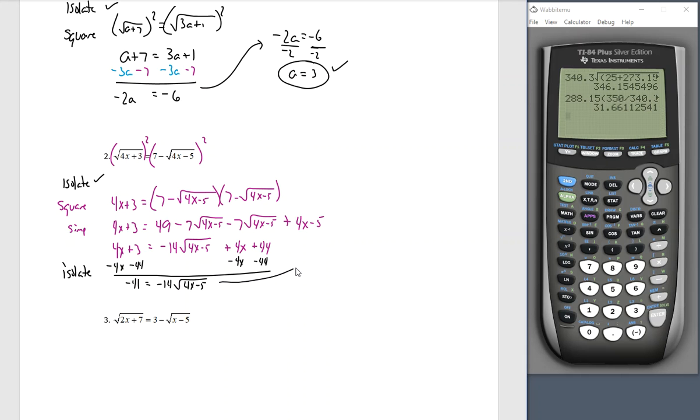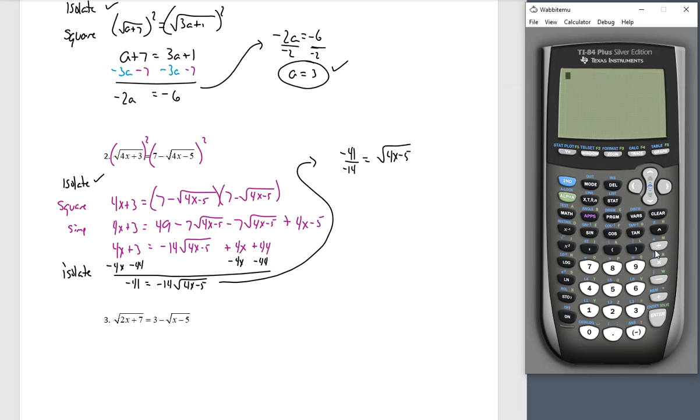I'm going to take this up to the other column over here. To truly isolate, I should take that negative 41, divide it by a negative 14 to get equal to the square root of 4x minus 5. And even though my calculator just turned off, I want to check it just to see. 41 divided by 14, fingers crossed. No, it's nothing good. So I'm going to leave it. The only thing I'm going to change is, since it's a negative divided by a negative, I'm going to make it positive.